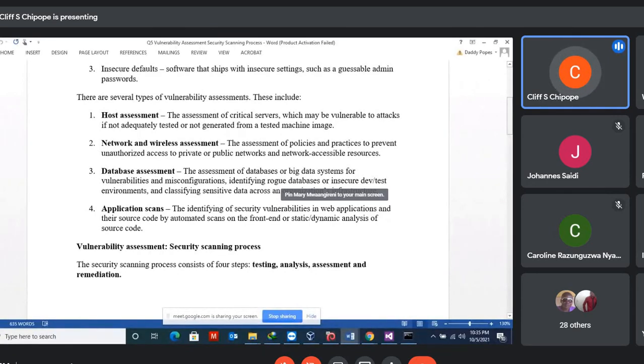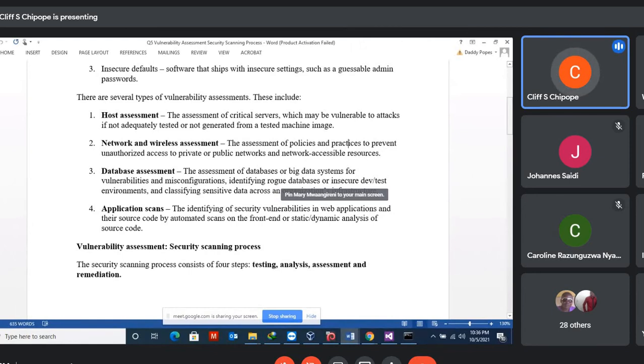There are several types of vulnerability assessments: host assessments, network and wireless assessment, database assessment, then application scan. Host assessment is the assessment of critical servers which may be vulnerable to attacks if not adequately tested or not generated from a tested machine image. Network and wireless assessment is the assessment of policies and practices to prevent unauthorized access to private or public networks and network accessible resources. Then database assessment looks at databases or big data systems for vulnerabilities and misconfigurations.